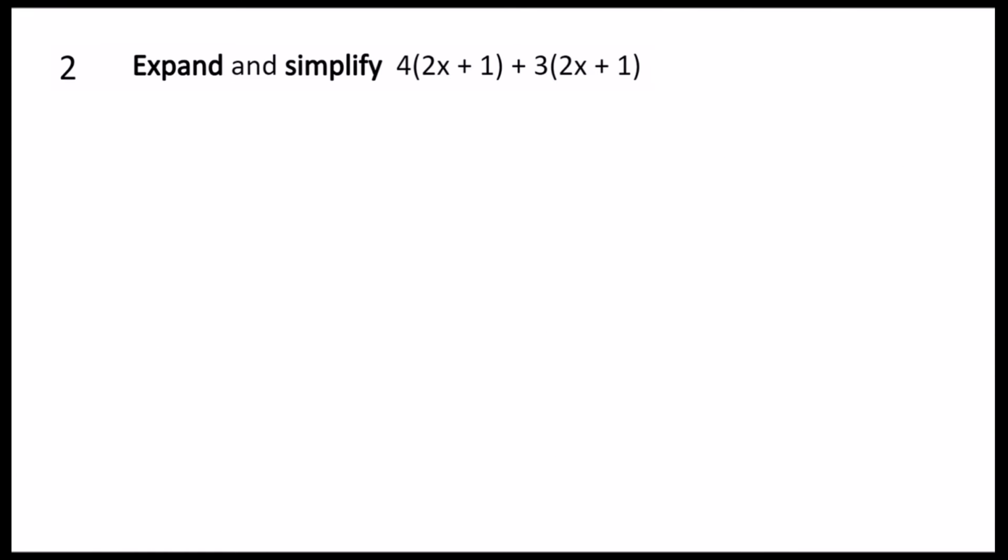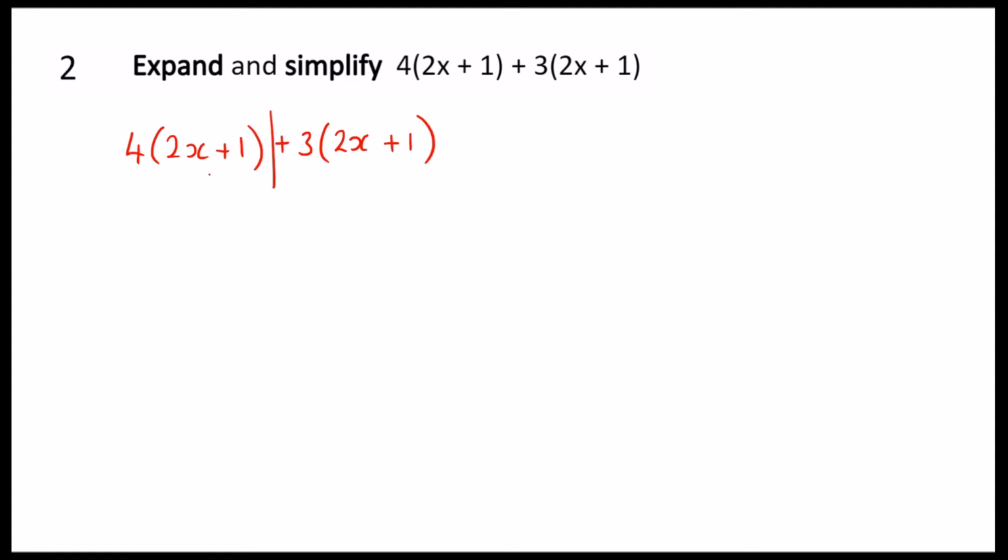Question 2 will always ask you to expand and simplify some brackets. In order to do this, we need to know two things. First of all, how to expand the brackets, and secondly, how to collect the like terms together at the end and simplify the answer. I'm going to start by writing the question out again. So we have 4 lots of 2x plus 1, and we want to add to that 3 lots of 2x plus 1.